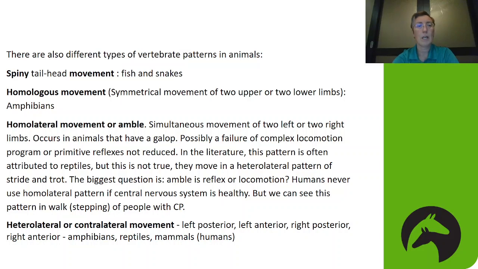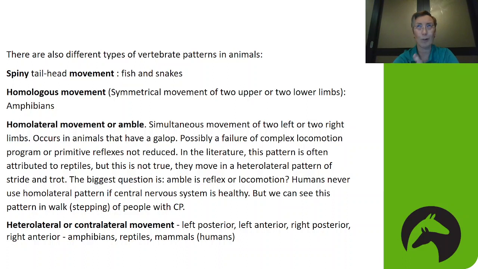First is spiny tail-head movement. Fish and snakes have this type of vertebrate pattern. Homologous movement is a symmetrical movement of two upper or two lower limbs. Amphibians move in this pattern. Then homolateral movements, or amble.